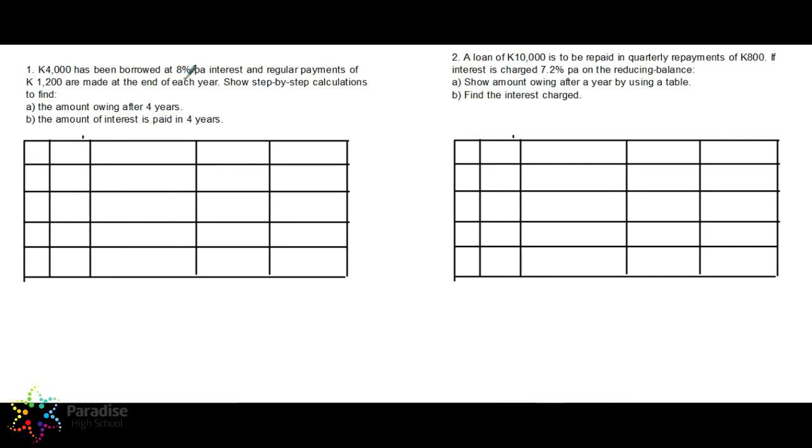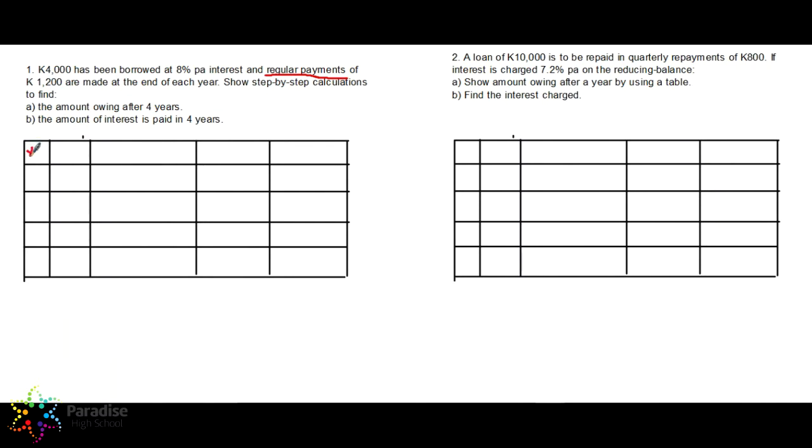4,000 has been borrowed at 8% per annum interest, and regular payments of 1,200 are made at the end of each year. Show step-by-step calculations to find the amount owing after 4 years, and the amount of interest paid in 4 years. How am I going to know that I'm going to use the table method? If the question is regular payments, this is a very important statement, regular payments. So it means that we are going to draw this table, and we are asked to draw a table. Then we will draw the same table for all this kind of the same type of questions.